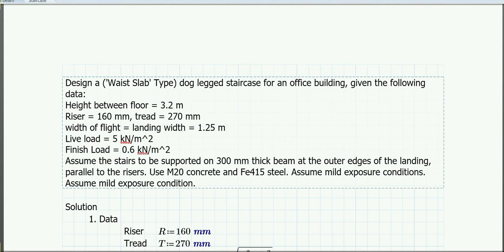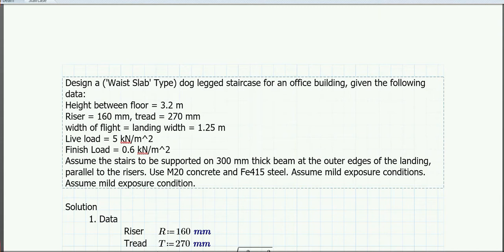Hello everyone. So today we are going to discuss the design of staircases. There are different kinds of staircases that I think you have already covered in your previous semesters. Depending upon the configuration, we have the dogleg staircase, and the open well, quarter turn or half turn kinds of staircases.